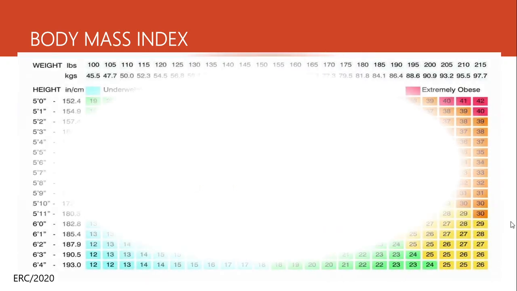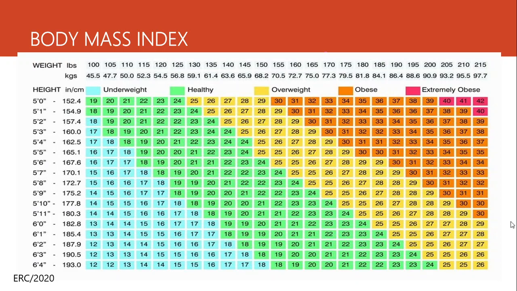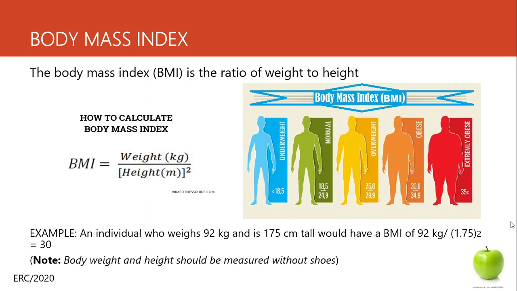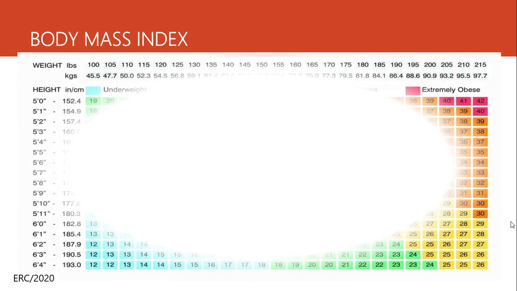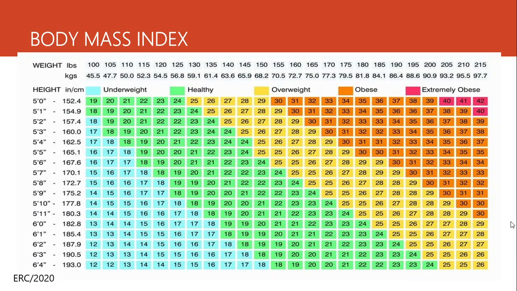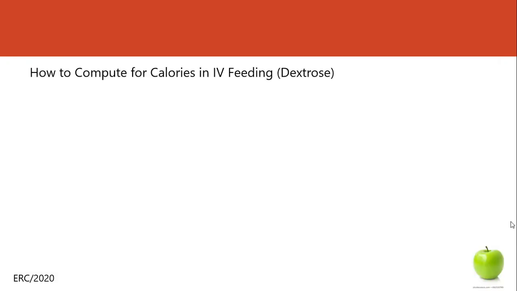Okay, if we are going to take a look at the body mass index table, for the patient, we have 92 kilograms and 175 centimeters. So, nasa normal pa ba siya? 30 ang kanyang body mass index. Okay, that's extremely obese na siya. Tama? Okay. So, how you're going to compute naman for the calories in IV feedings or the dextrose.